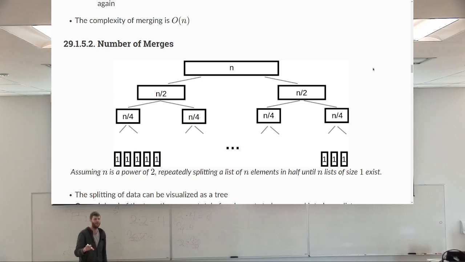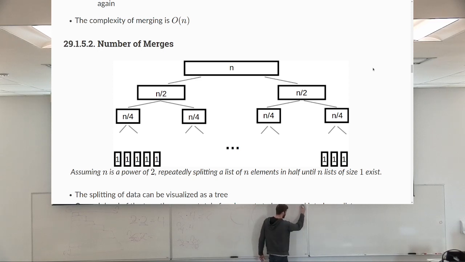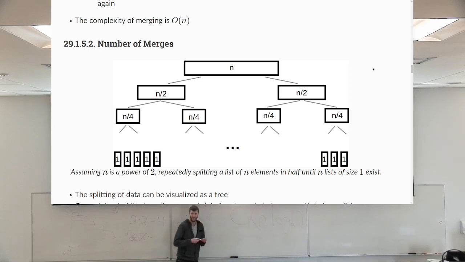So, if I have to do n units of work for each level in that tree, and there are log base 2 levels in that tree, how much work am I doing in total? N log base 2 of n. Absolutely. This is order n log 2 of n. And we can wrap that in more parentheses if we'd like. Amazing.